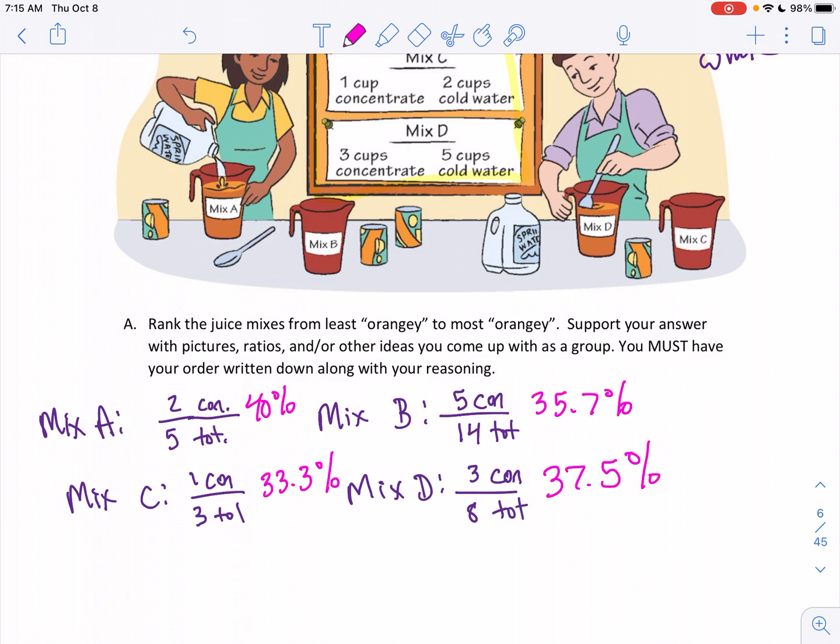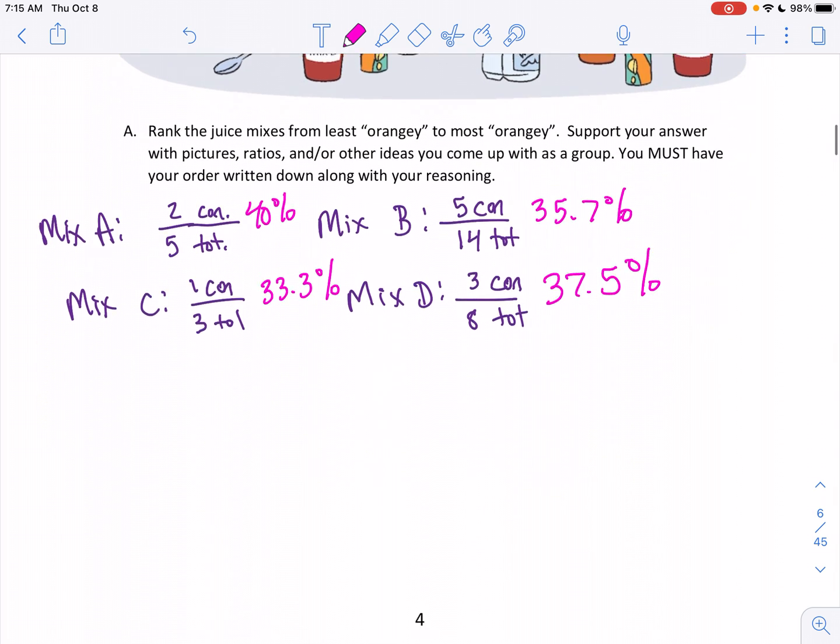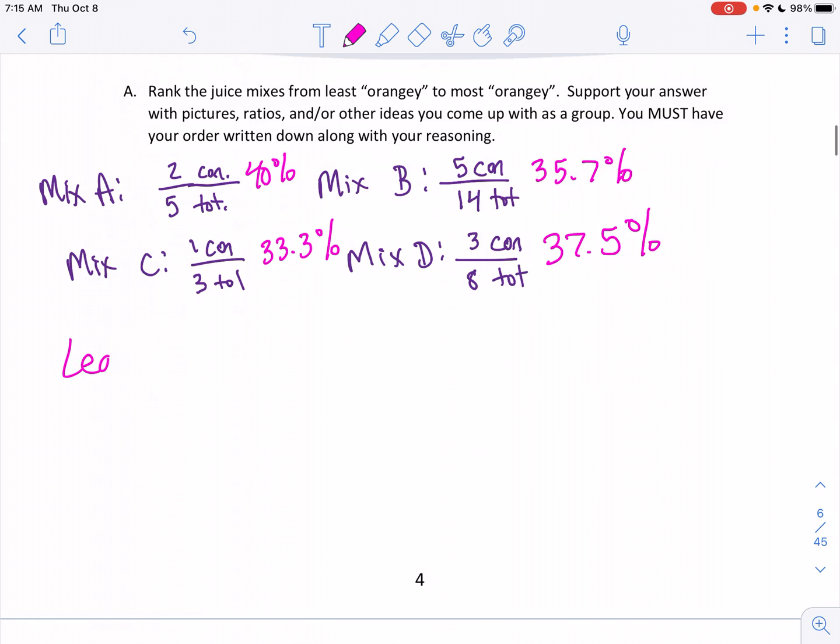So now, what these percentages tell me is how much concentrate per the total, and I essentially made all common denominators of 100, right? And so which of these mixes has the smallest percentage? And that would be mix C. So I'm going to scroll down. So least orangey to most orangey.